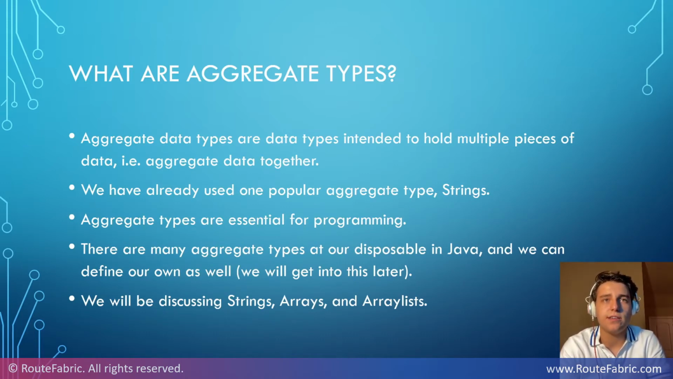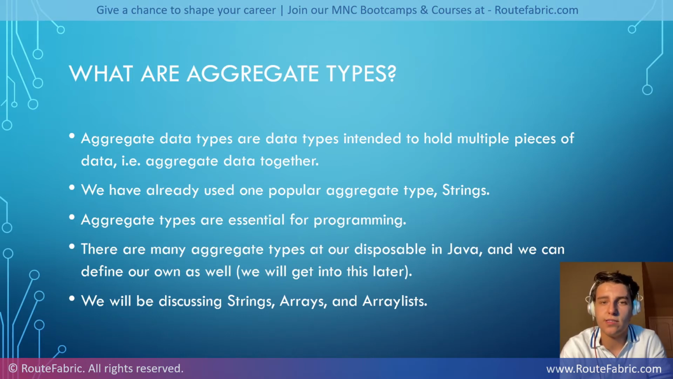So aggregate data types are data types intended to hold multiple pieces of data, i.e. aggregate data together. So we've actually already used one popular aggregate type, strings, because if you think about it, a string is simply a sequence of characters, and characters are primitive data types, so we aggregate them together, put them all in one place, and we call this a string. So aggregate types are essential for programming. These are going to be used all the time.